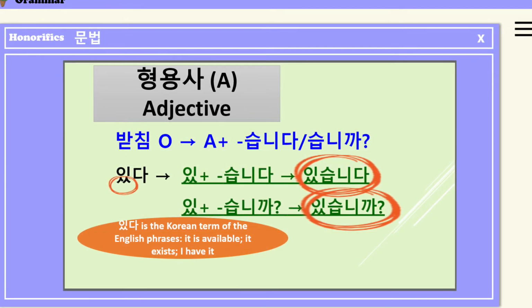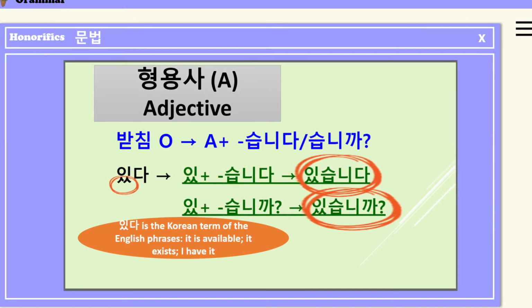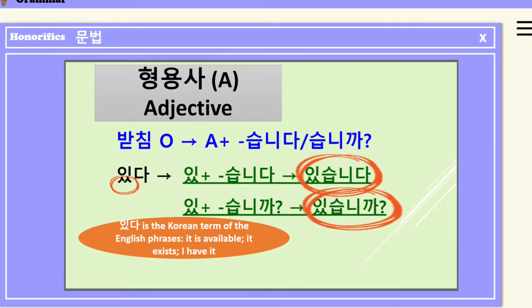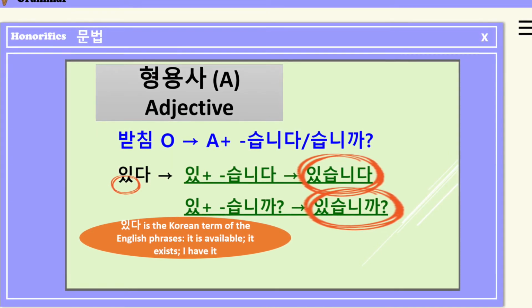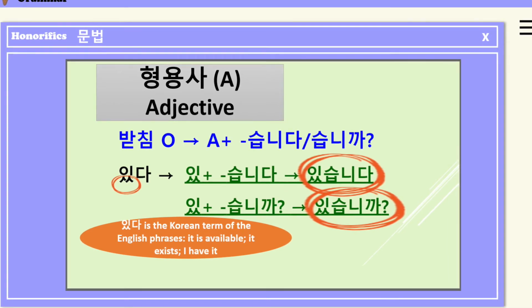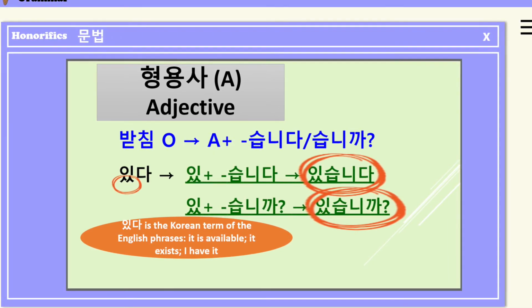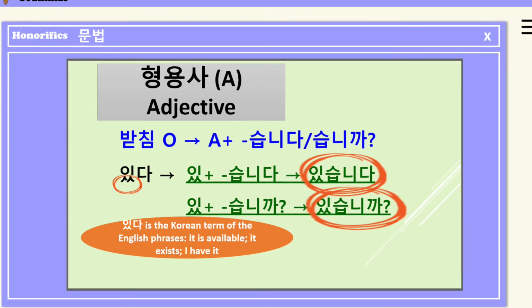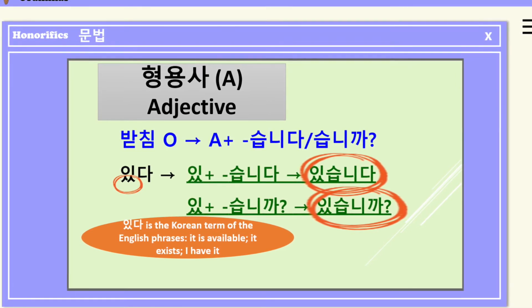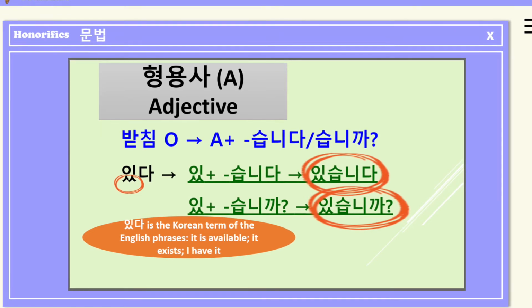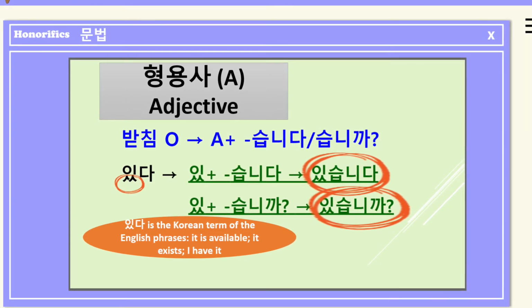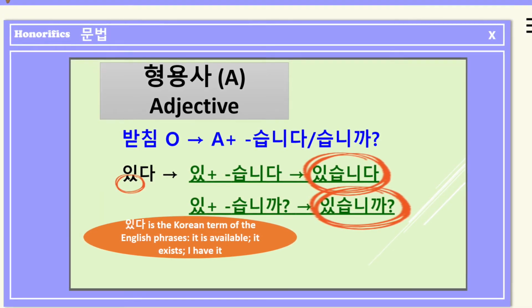The first example for adjective is the word 있다. As we notice, it is encircled in the lower part of the first syllable that there is a patchim. So patchim 있으면, if there is a patchim, we use 있습니다 or 있습니까 for question. And 있다 is the Korean term for English phrases as it is available, it exists, I have it.